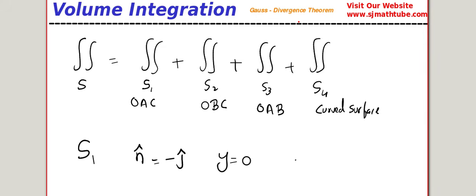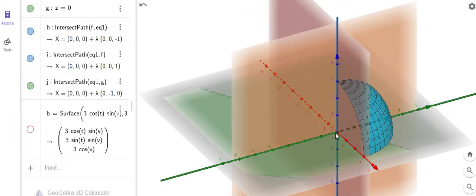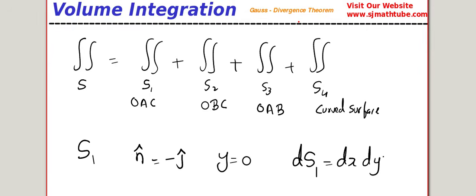And you can understand one more thing, ds1 will be dx dz. I'll show you that in the graph. Look, y-axis means the green movement, but you can see that in this part OAC there will be no green movement. You can go up or you can come towards in the red direction. So basically it will be dx dz.